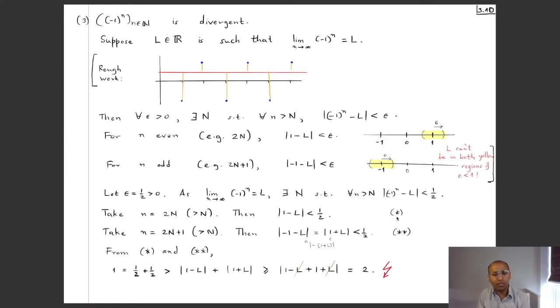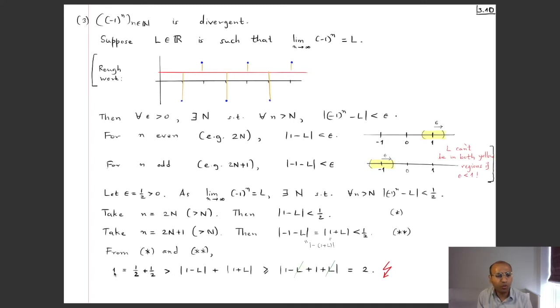So from these two inequalities, what do we get? If I add these two, half plus half, I get 1, but that is bigger than mod of 1 minus L from this inequality plus mod of 1 plus L from this inequality. And by the triangle inequality, remember that we had proved that last time, this is bigger than or equal to the mod of the sum of these two, because the mod of A plus B is less than or equal to mod A plus mod B. Now you see, this minus L and plus L cancel, and I'm left with 2.